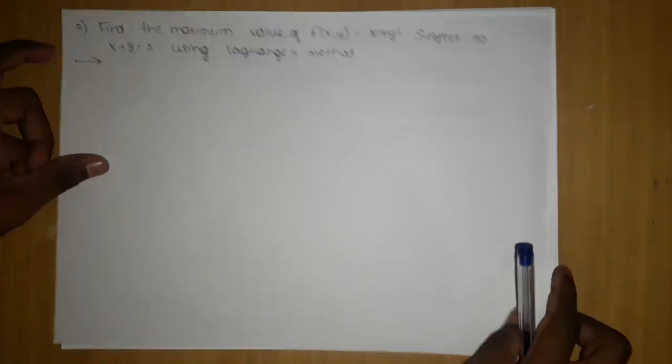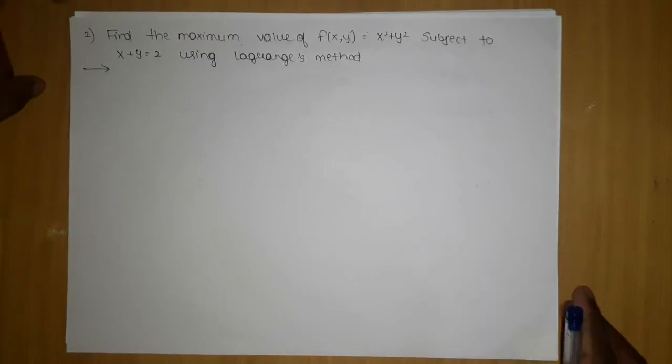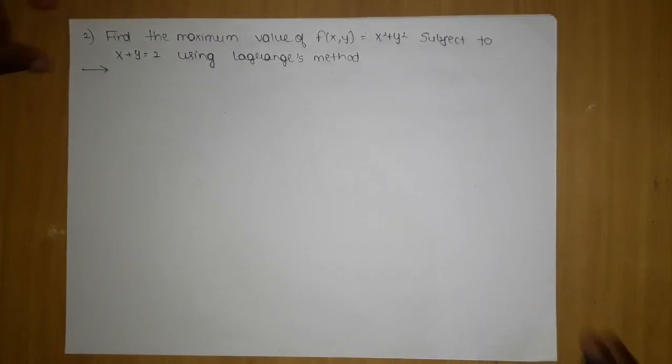Now let's move on to the next question. The next question says, find the maximum value of f of x comma y equals x square plus y square, subject to x plus y equals 2, using the Lagrange method.